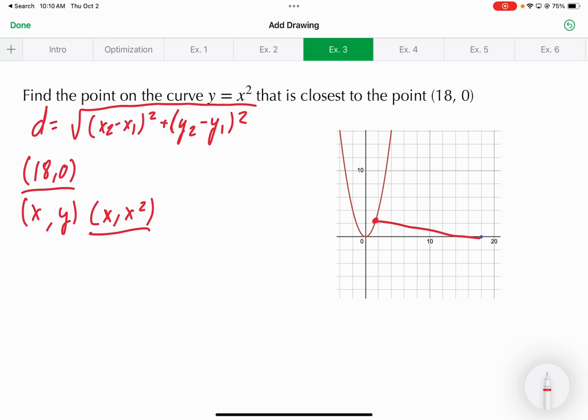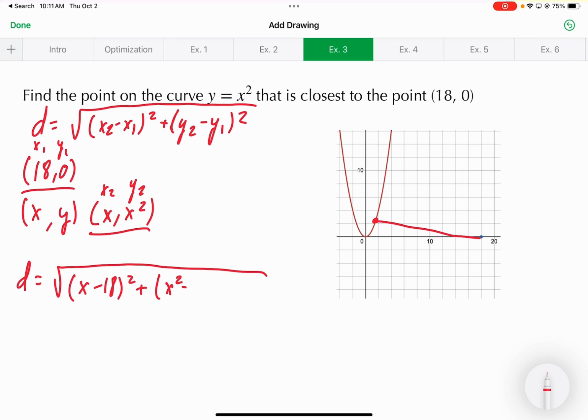formula. I'm going to make this x1, y1. I'll make this x2, y2. So D equals... All right, x2 minus x1 would be x minus x1, which is 18, squared, plus y2 minus y1, which would be x squared minus 0, squared.